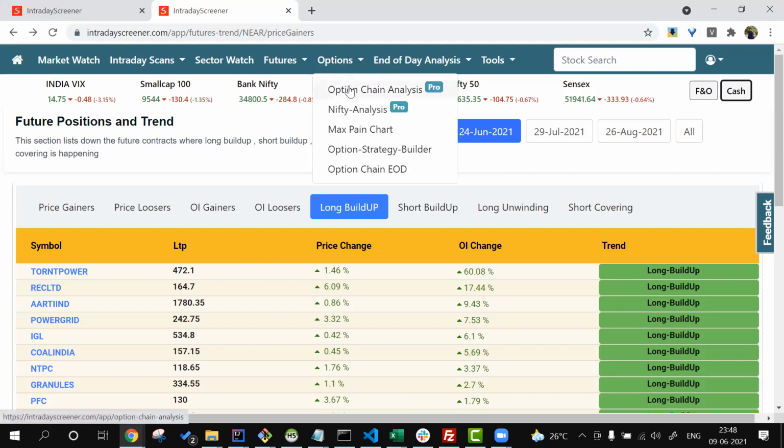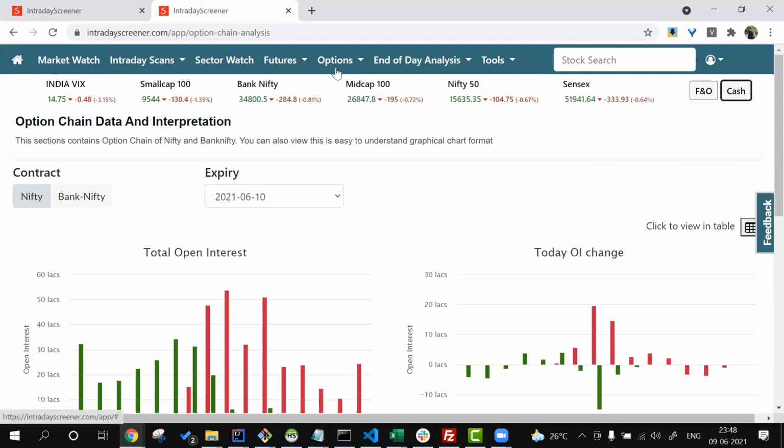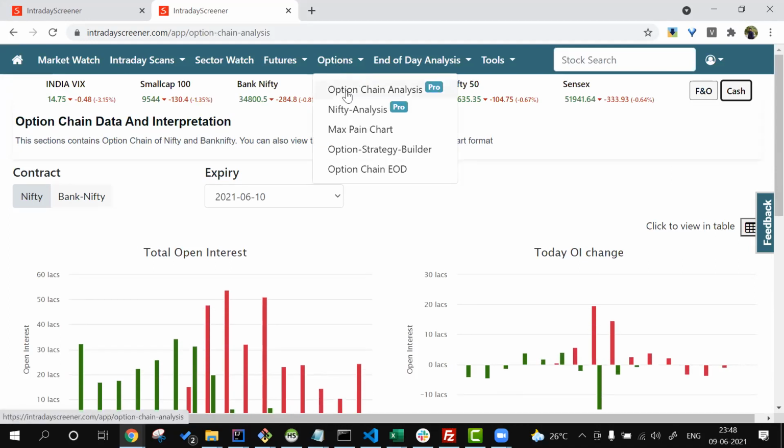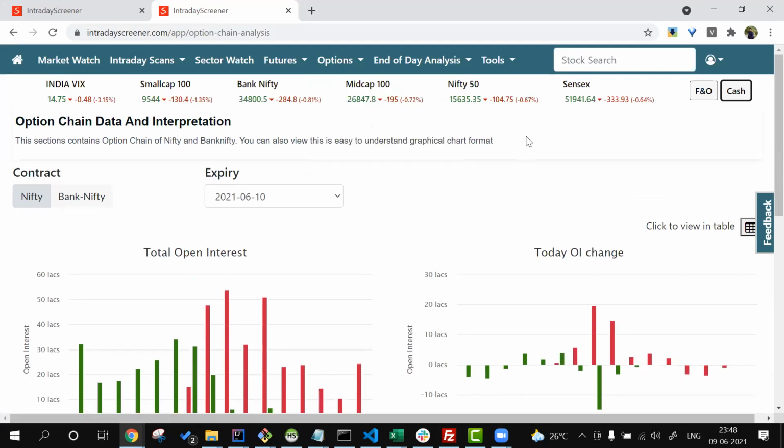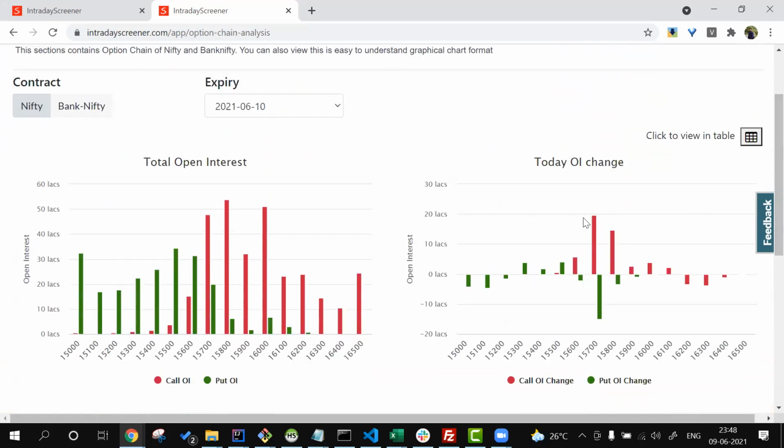Options will give you a brief idea of the option chain. First in options is option chain analysis, which will give you the open interest of Nifty and Bank Nifty for the current expiry. You can see today's open interest change, where calls have been written, where puts have been written, and also you can see overall open interest, which will help you understand the support or resistance of Nifty and Bank Nifty. Usually, where the highest open interest is on the call side is considered a resistance.